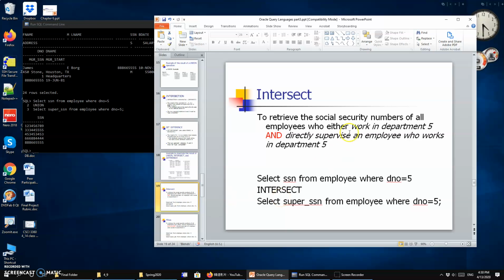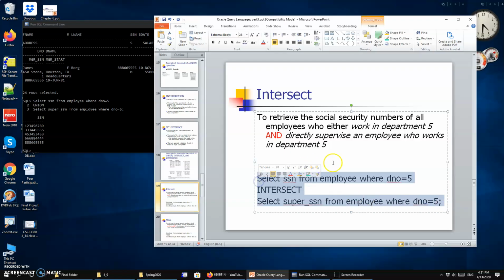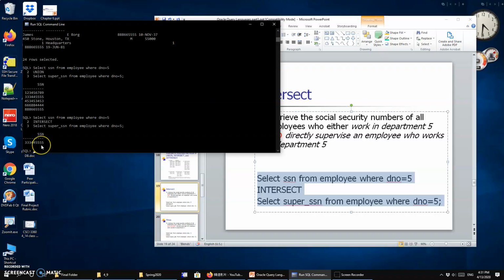So intersection. Let's take a look at another example. To retrieve the social security numbers of all employees who either work in department number 5 and directly supervise an employee who works in department number 5. Based on the example that we saw in our previous video, we find the social security numbers of the employees who work for department number 5. You get 4 of those employees, and you intersect with the people who directly supervise department number 5. So we will end up with only one social security number. So if we try to run this code over here, you see that there is only one person in that table.